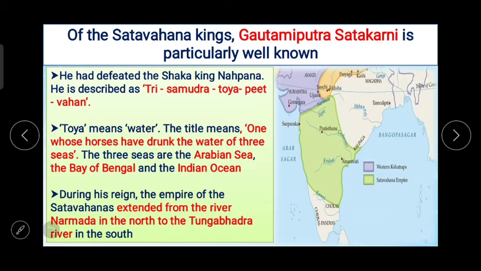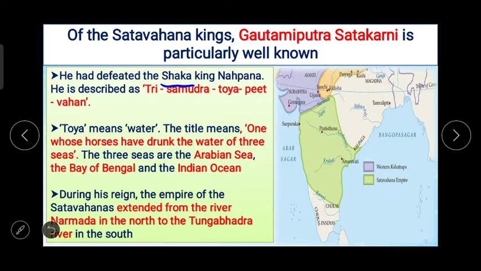Of the Satavahana kings, Gautamiputra Satakarni is particularly well known. A stone inscription in a cave at Nashik describes his deeds of valor. He had defeated the Shaka king Nahapana. He is described as Tri Samudra Toya Pita Vahana. Now, what does it mean exactly?